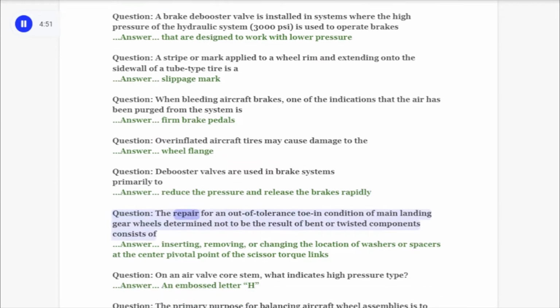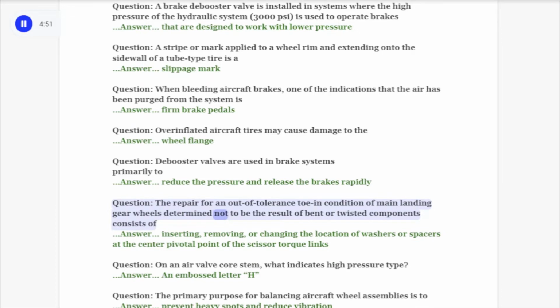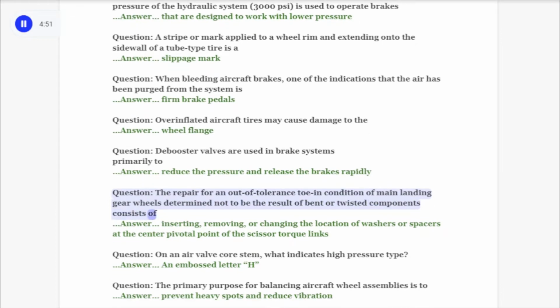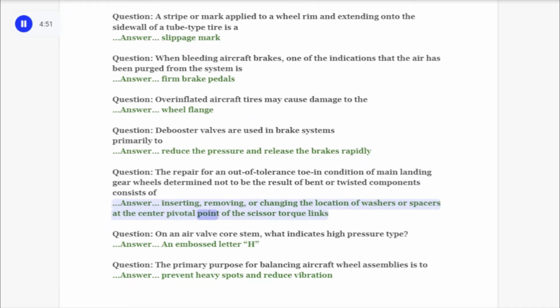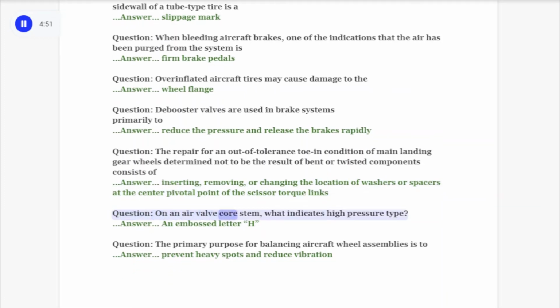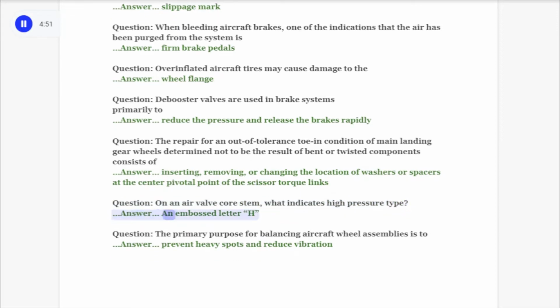Question: the repair for an out-of-tolerance toe-in condition of main landing gear wheels determined not to be the result of bent or twisted components consists of. Answer: inserting, removing, or changing the location of washers or spacers at the center pivotal point of the scissor torque links. Question: on an air valve core stem, what indicates high pressure type? Answer: an embossed letter H.